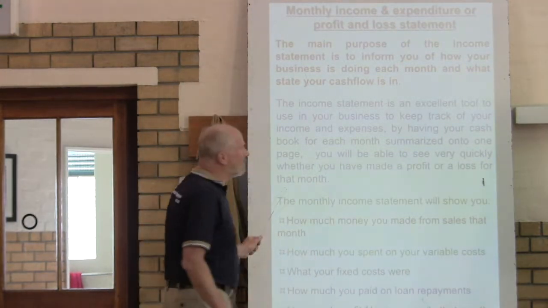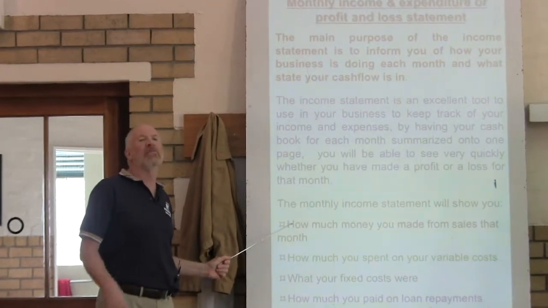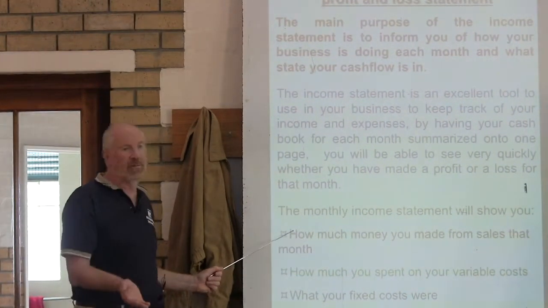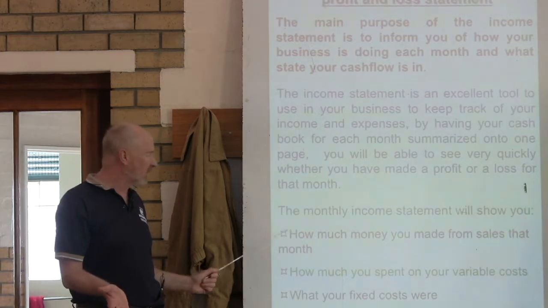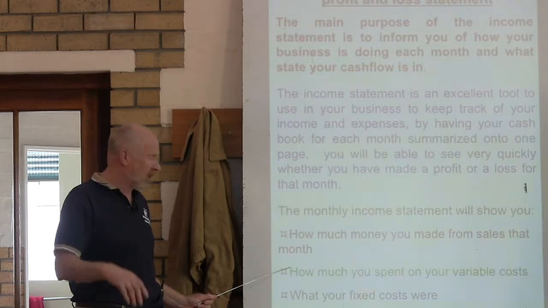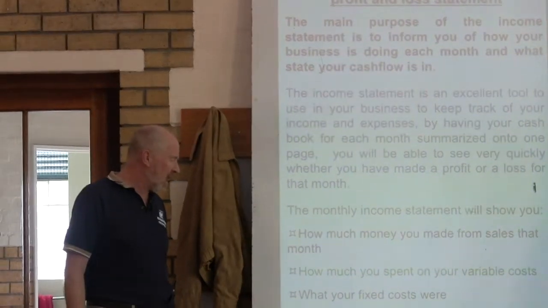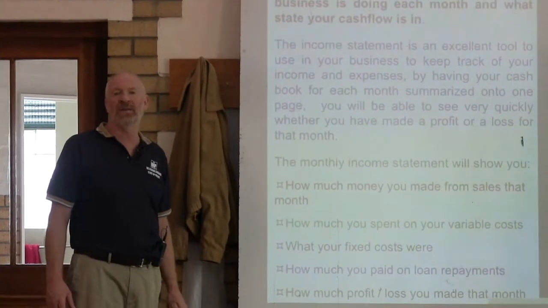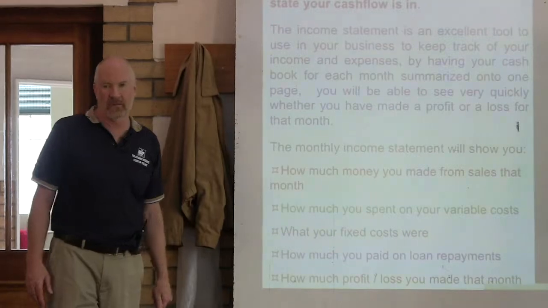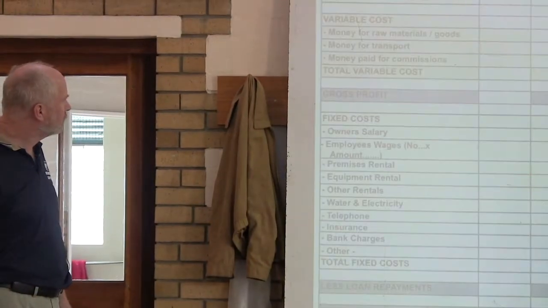The monthly income statement will show you the following. One, how much money you've made overall from selling your product. It'll tell you how much you spent on your variable costs as one figure. It'll tell you what your fixed costs were, how much you paid on loan repayments, and how much your profit and loss is for the month. This is what one looks like. Okay?